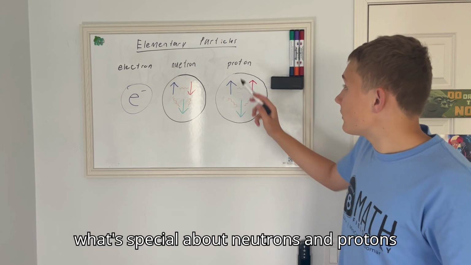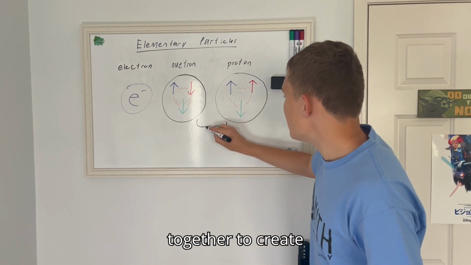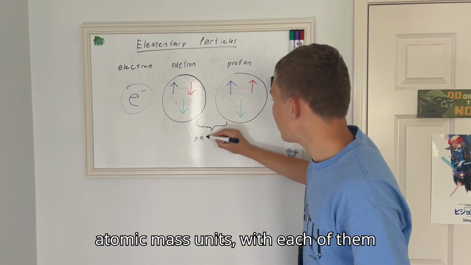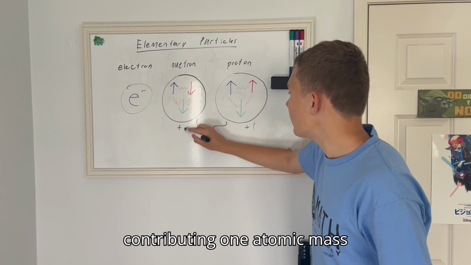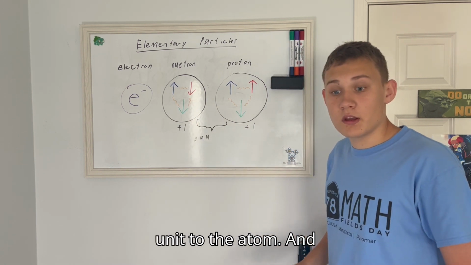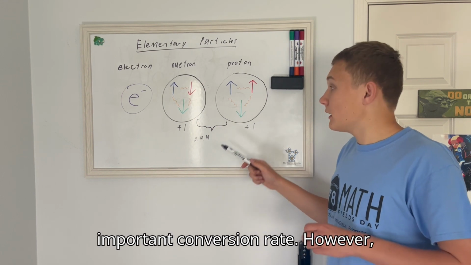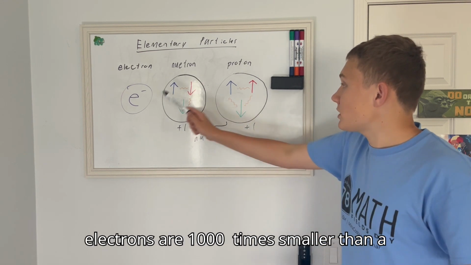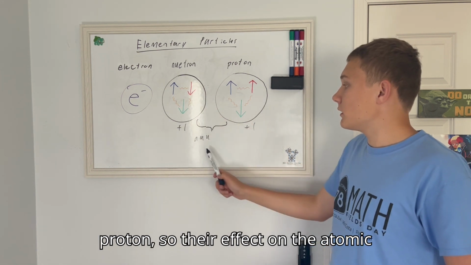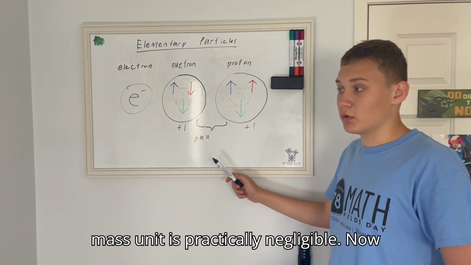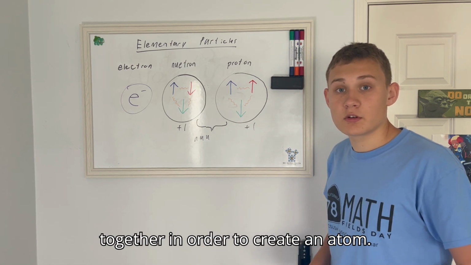What's special about neutrons and protons with their quarks is that they come together to create atomic mass units, with each of them contributing one atomic mass unit to the atom. And atomic mass units are a very important conversion rate. However, electrons are 1,000 times smaller than a proton, so their effect on the atomic mass unit is practically negligible. Now let's see how these particles come together in order to create an atom.